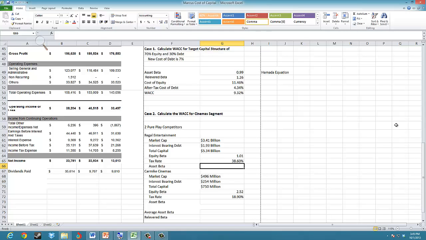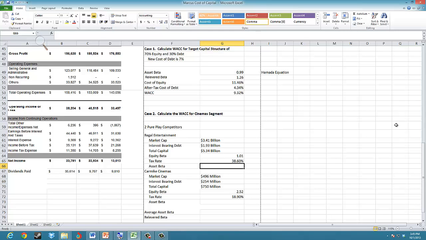We can relever the betas based on the capital structure of Marcus to figure out what Marcus's cost of equity would be for the cinema segment specifically. Now we have two different companies. One is Regal Entertainment, one is Carmike Cinemas. Again, they are almost entirely operating in the cinemas business or the theater business.